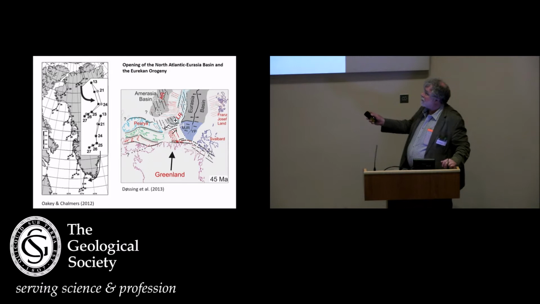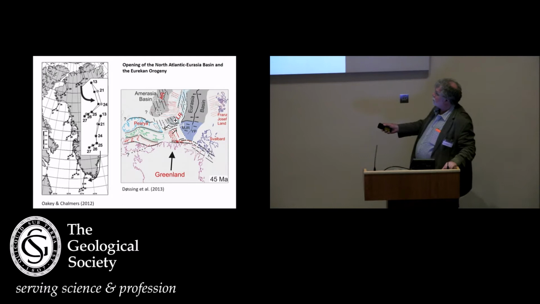This is the same thing summarized in a recent paper by Dersing et al. It shows you this northern motion of Greenland at this time, compressing what was there on Ellesmere Island. And if I didn't say it before, this Eurekan orogeny, of course, has correlatives, and is also going on in northern Greenland.